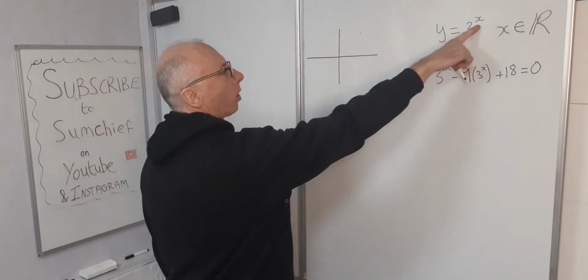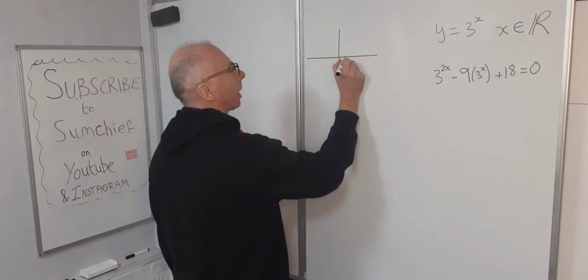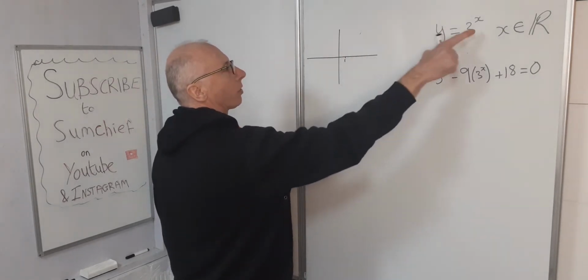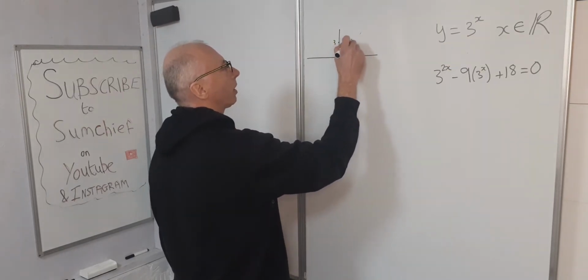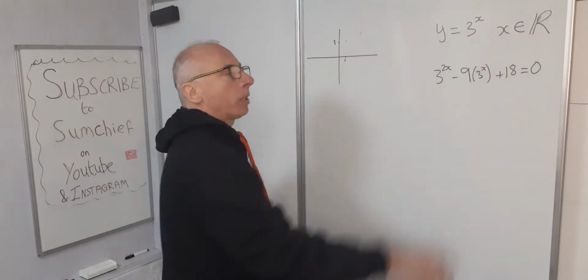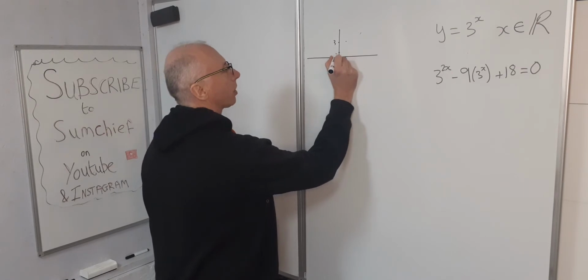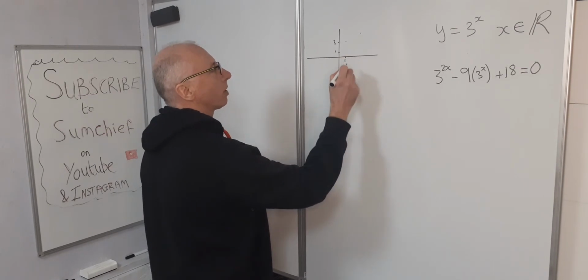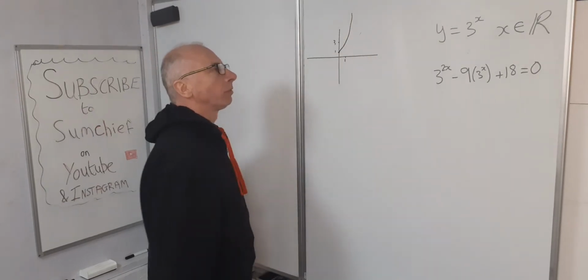So when x is 1, we know that y is 3. So when x is 1, 3 to the power of 1 is 3. So let's put 3 here. So we know we've got a point here. When x is 0, 3 to the power of 0, that is 1. So we've got 1 here. So the graph is going to go off up to infinity up here somewhere.